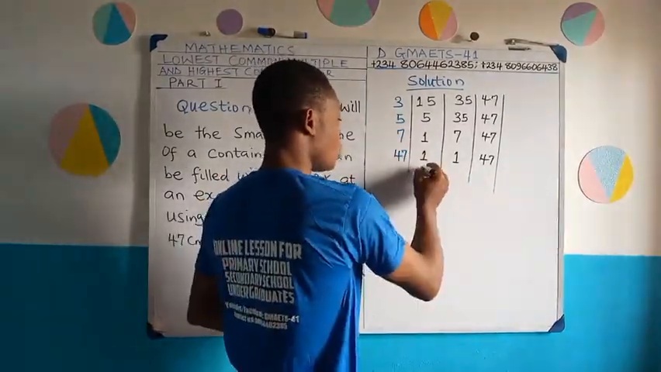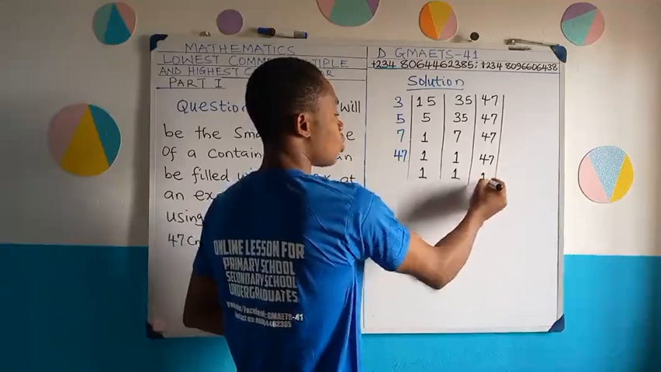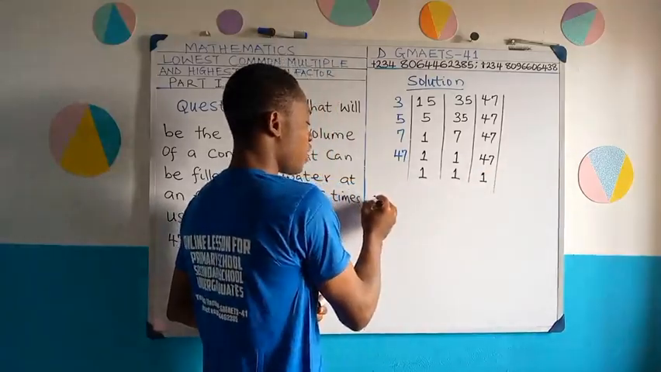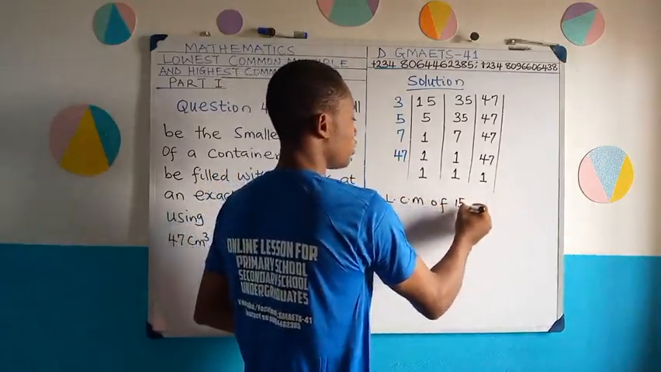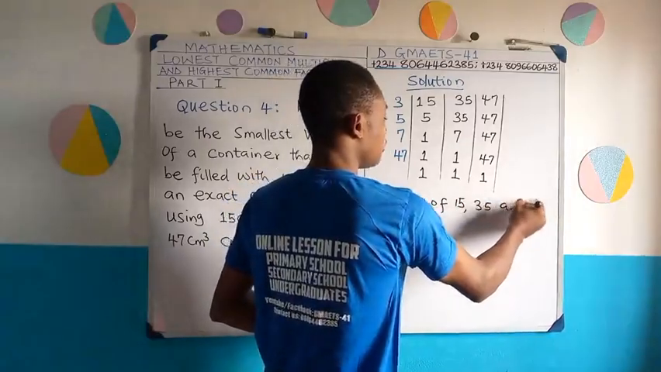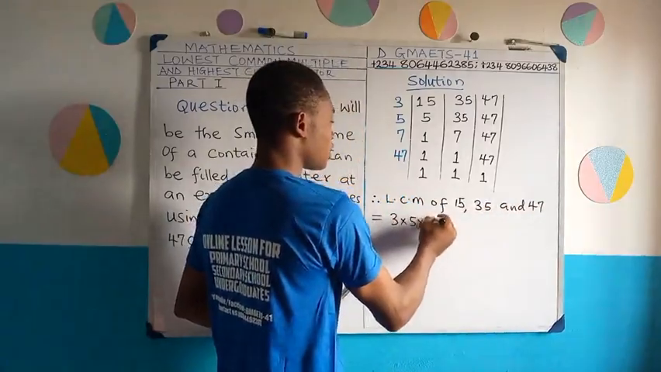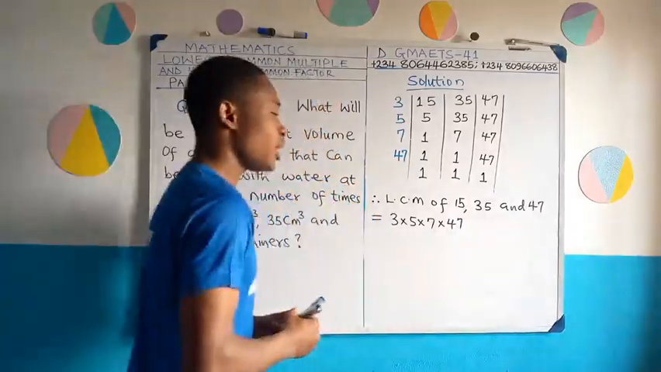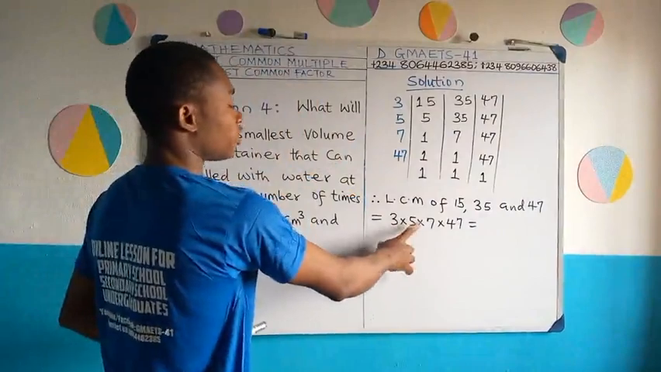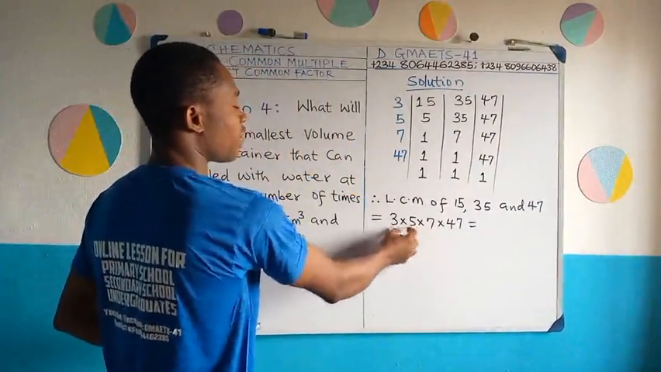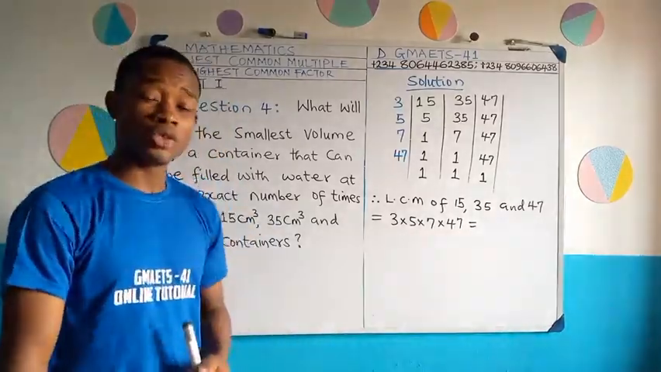So I'm going to bring down 1, 1. 47 can divide 47, it will give us 1. So we can now find the LCM. The LCM of 15, 35, and 47 is equal to 3 times 5 times 7 times 47. Let us do this multiplication and see what we would get. 3 times 5, okay, 15. 5 times 7 will give us 35. 35 times 3, they're about 105.